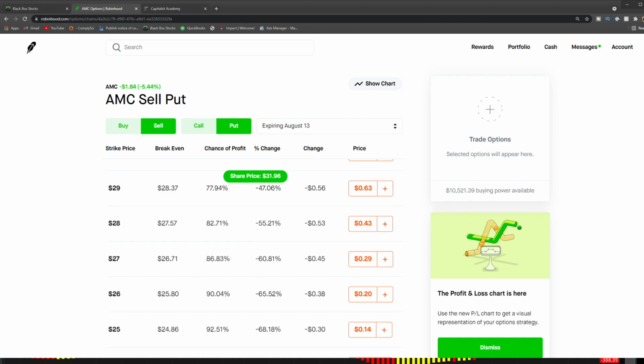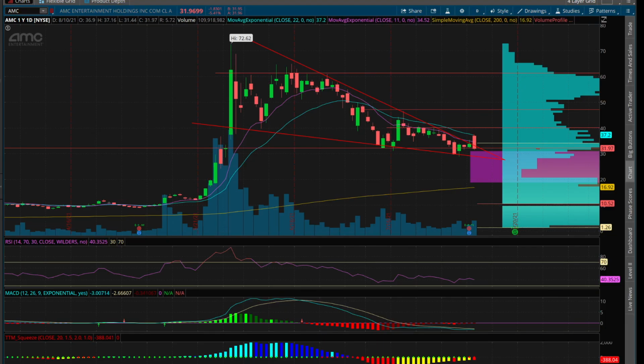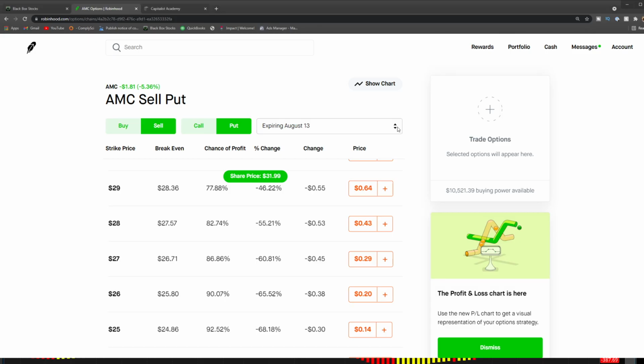So now let's say you're bearish on AMC. What you could do is pick a strike that you believe AMC will not close above this Friday. So let's say you think AMC will not close above $35 by this Friday. I'm not saying that this is the case. I'm just using it as an example. Now you're going to do the opposite.